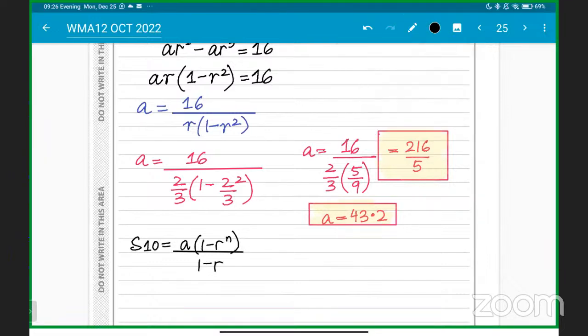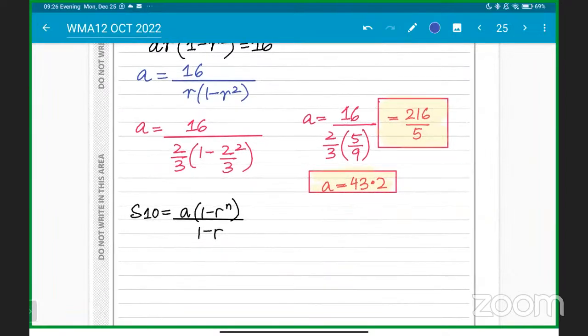Okay. So we are going to say that it is the sum of the first 10 terms. It's just 43.2, take the decimal, times 1 minus 2 over 3 to the power of 10. Make sure the power is inside the bracket. So 1 minus 2 over 3 to the power 10, and then it will be divided by 1 minus 2 over 3. Okay, understood? Getting it? Clear? Yes, sir.